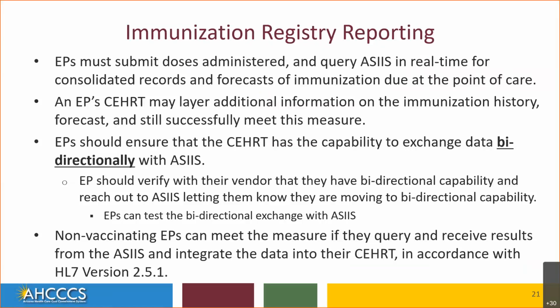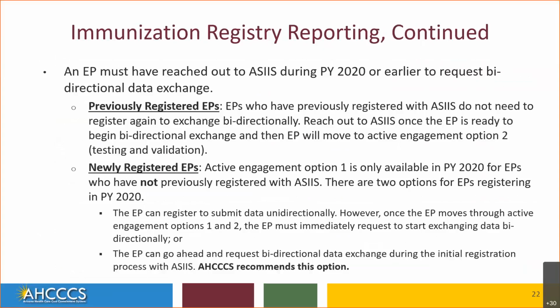Keep in mind that non-vaccinating EPs can meet the measure if they query and receive results from the registry and integrate the data into their CERT in accordance with HL7 version 2.5.1. An EP must have reached out to the registry during program year 2020 or earlier to request bidirectional data exchange. Previously registered EPs with the registry do not need to register again to exchange bidirectionally. Reach out to the registry once the EP is ready to begin bidirectional exchange, and then the EP will move to active engagement option 2, which is that testing and validation phase.